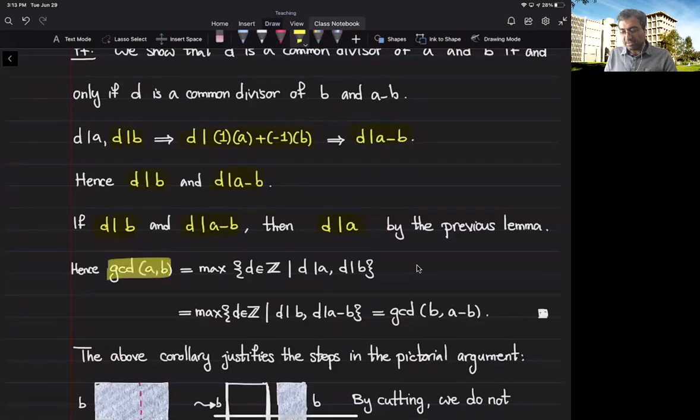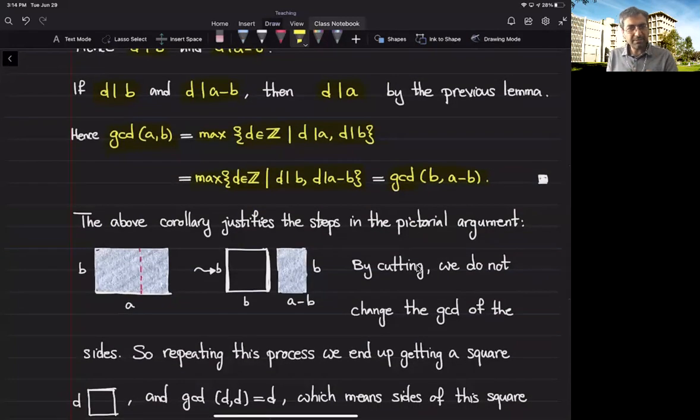Again, GCD of A and B is the maximum among the common divisors of A and B. If D is a common divisor of A and B, it is a common divisor of B and A minus B, and vice versa. So these two sets are the same. In particular, they have the same maximum. The max of this set is GCD of B and A minus B. That finishes the proof of this corollary. Now let's see how this corollary justifies the pictorial argument.